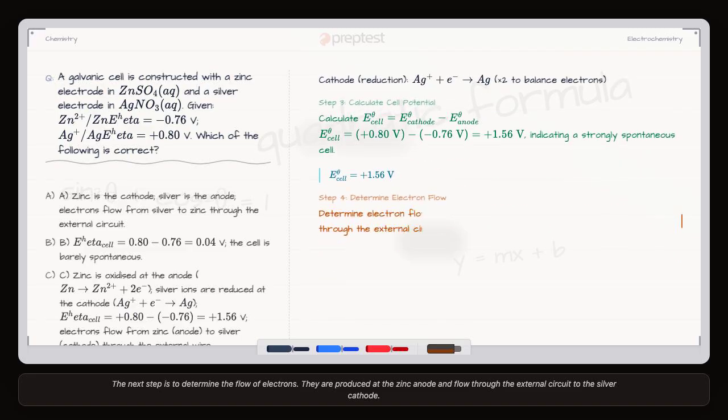The next step is to determine the flow of electrons. They are produced at the zinc anode and flow through the external circuit to the silver cathode.